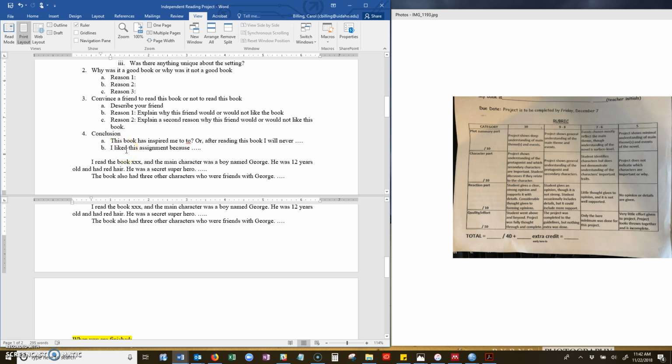Conclusion. This book inspired me to, or after reading this book, I will never. So what did you learn from the book? After reading this book, I decided I never want to be a superhero because it's way too much work. Whatever you think about the book.